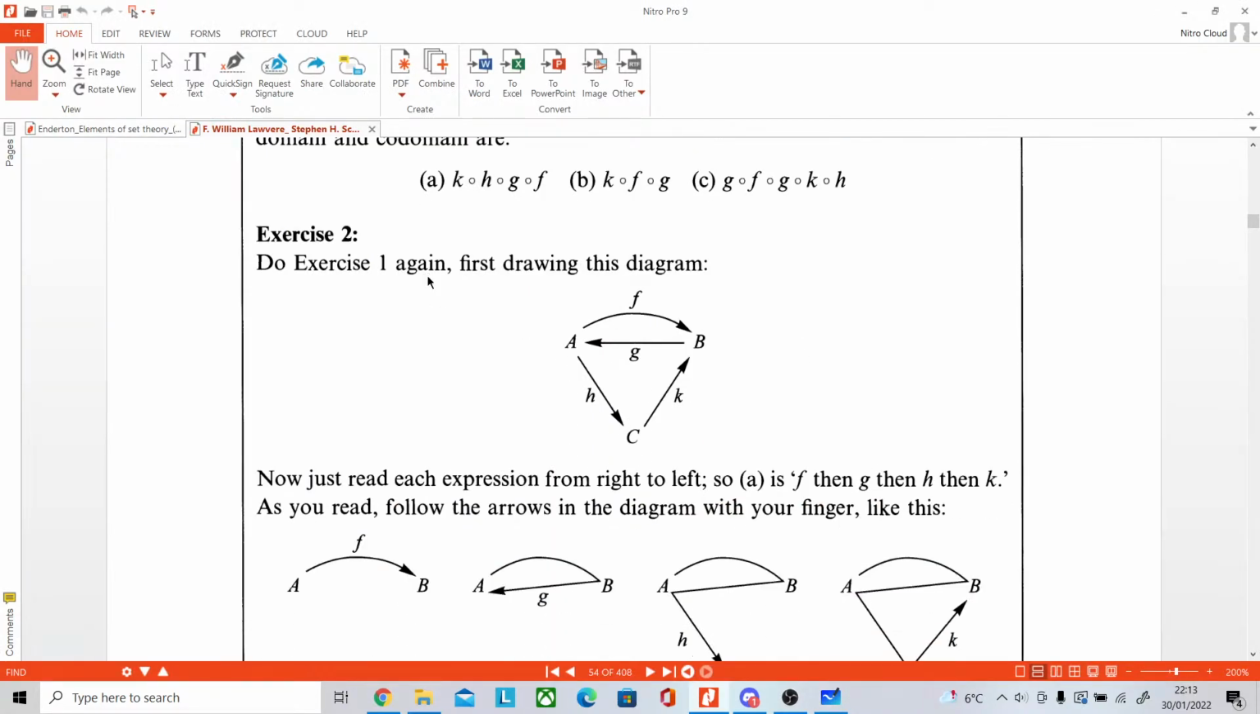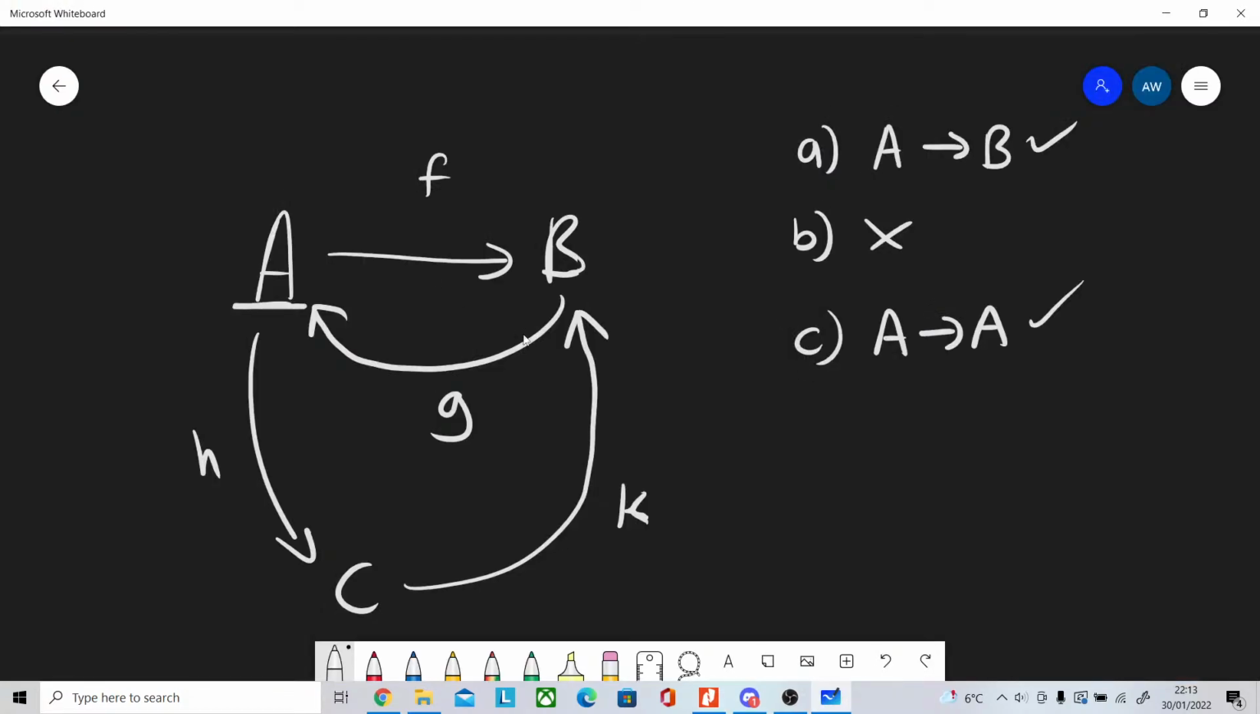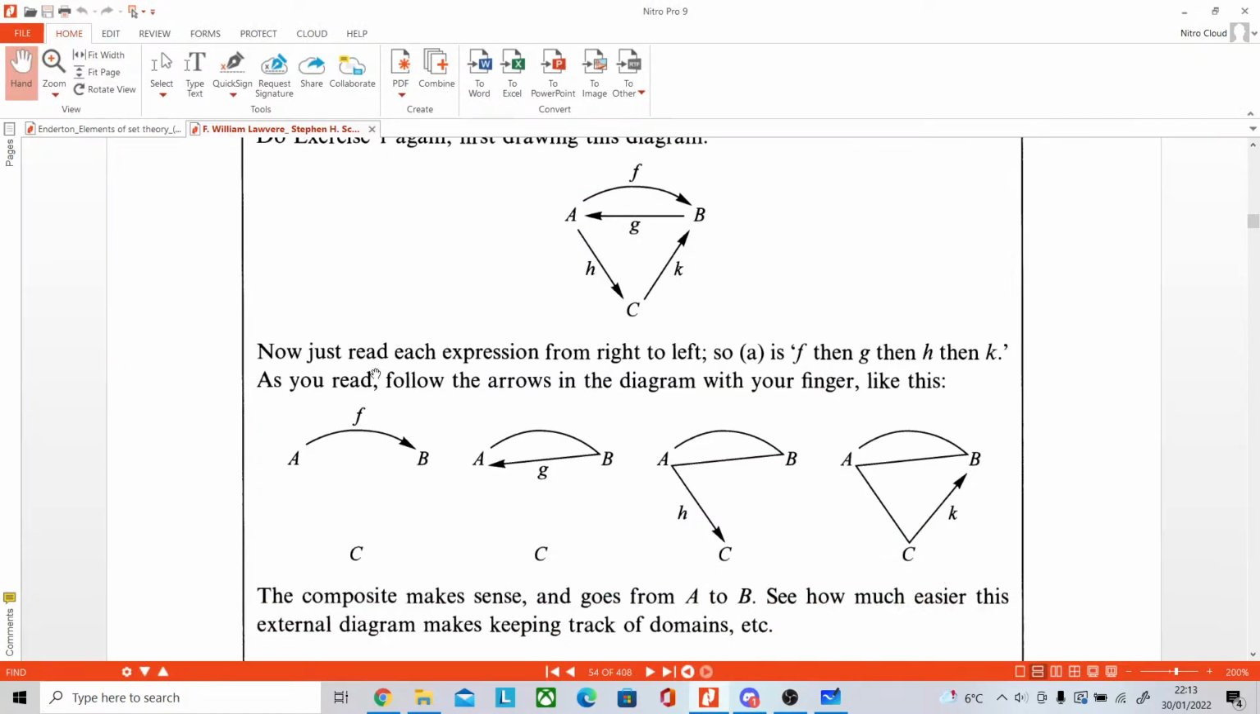Do exercise 1 again. First, drawing this diagram. Wow, I did it already. Nice. Now just read each expression from right to left. Well, that's exactly what we did.